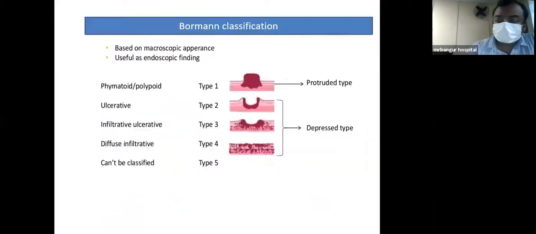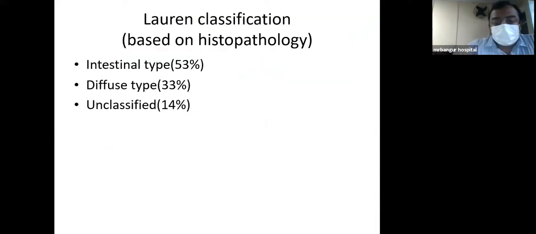Now coming to the next one, the Borrmann classification. It is basically a classification based on macroscopic appearance, useful in endoscopic findings, where the polypoid type, that is the protruded type, is considered type 1, ulcerative as type 2, infiltrative ulcerative as type 3, and diffuse infiltrative as type 4.